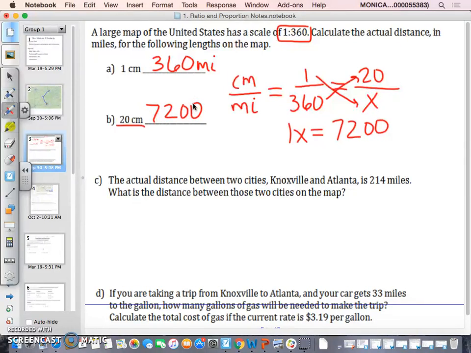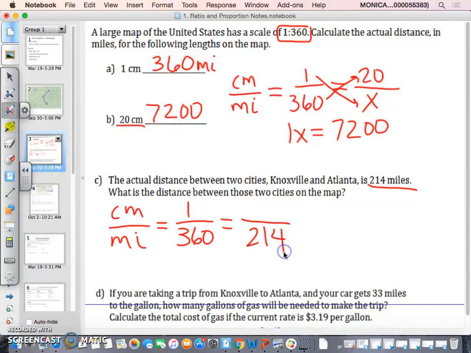Now let's look. The actual distance between the two cities is 214 miles. So now I'm going to use the same map, and I'm going to calculate centimeters to miles. I'm going to say that equals 1 centimeter is equal to 360 miles, and I want to know 214 miles. Well, I know my miles are in the denominator, so I have to put my 214 here, and the centimeters is what I'm looking for.